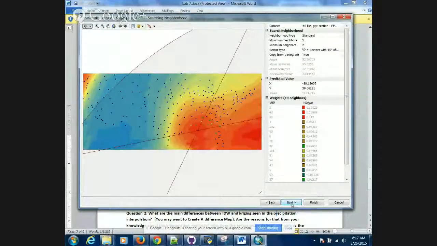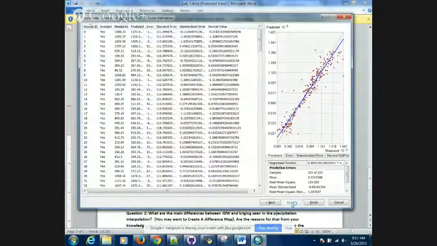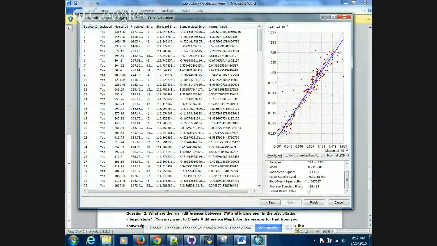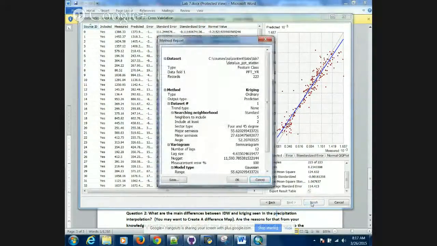Okay, so let's hit next. And here's the result there. This is predicted versus the measured values. Get some spread out there. Okay. The standard error is something that's good to look at, and then we hit finish.